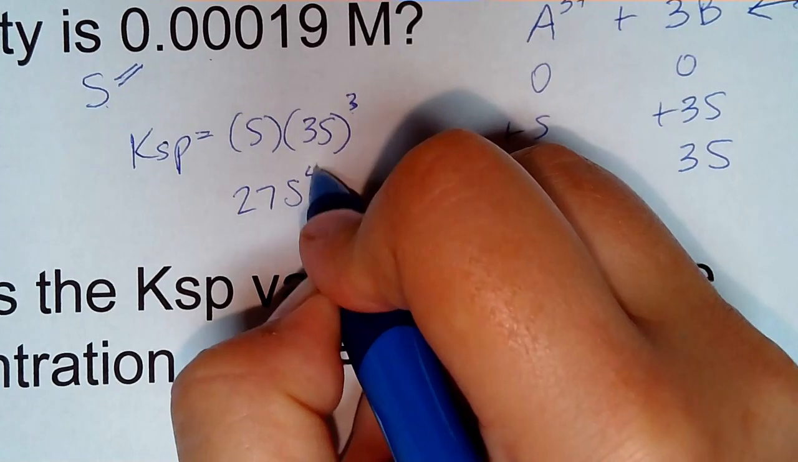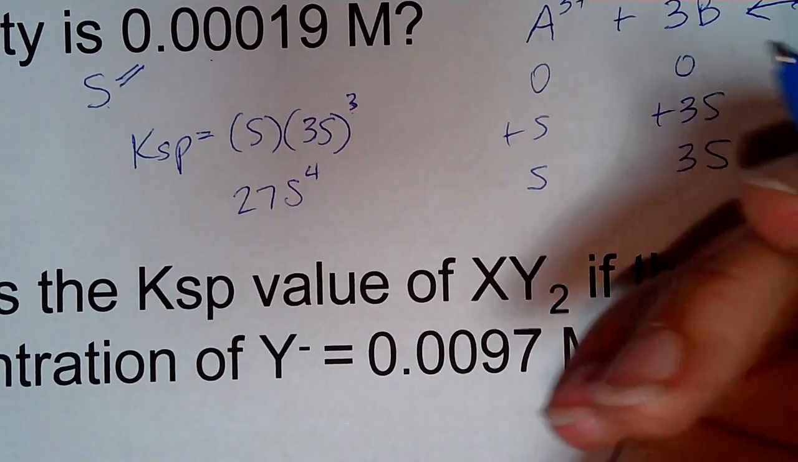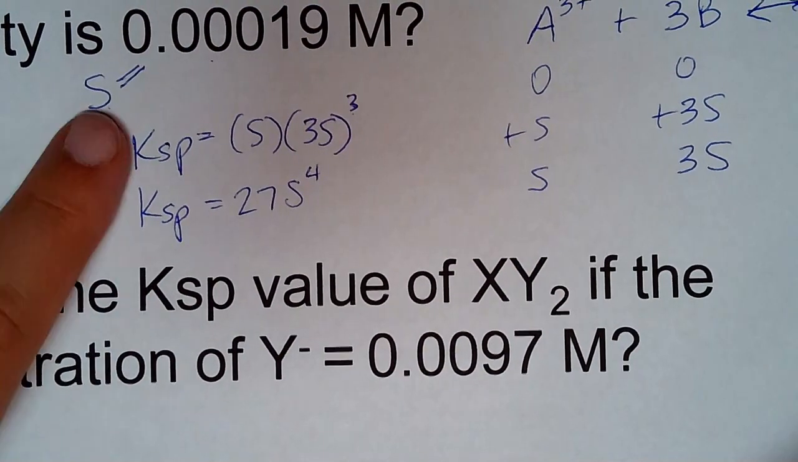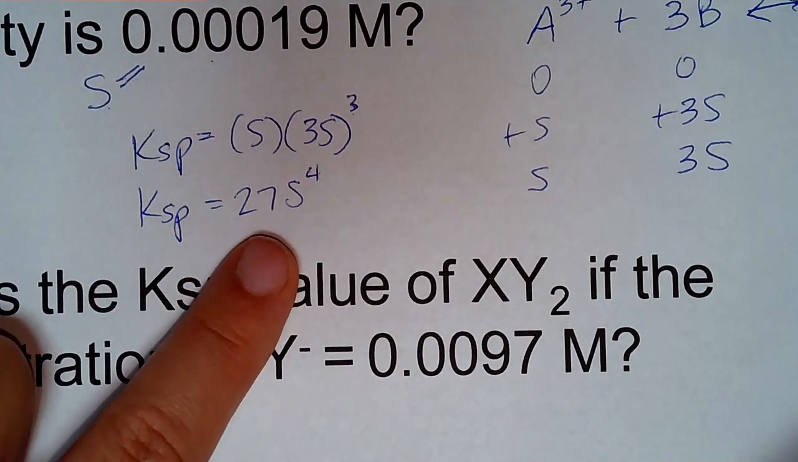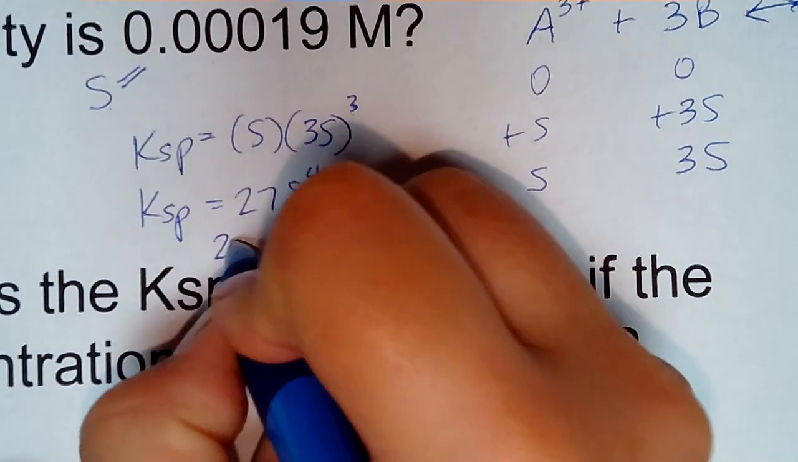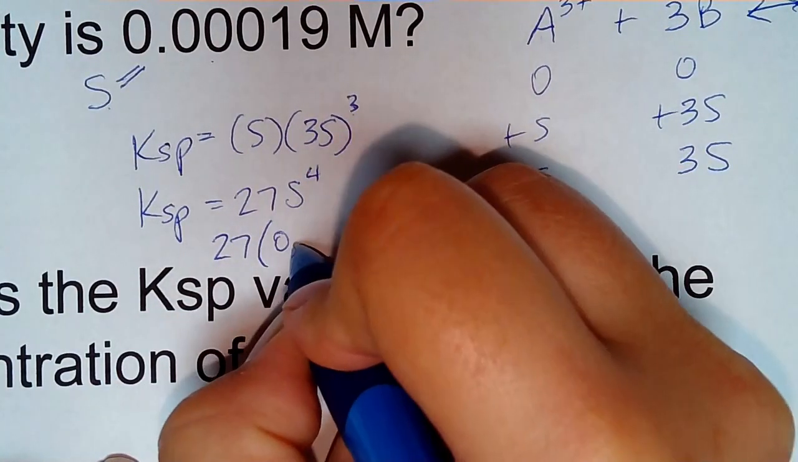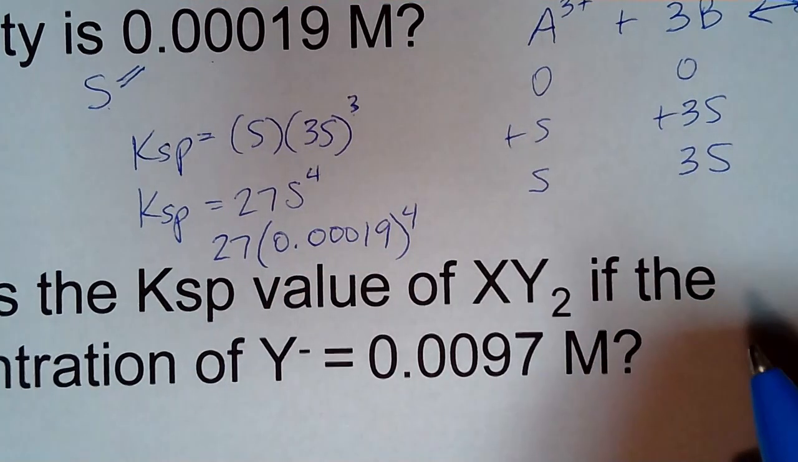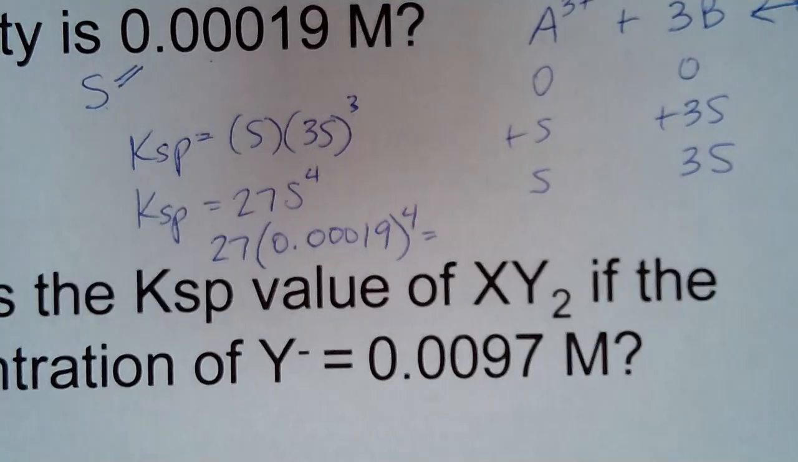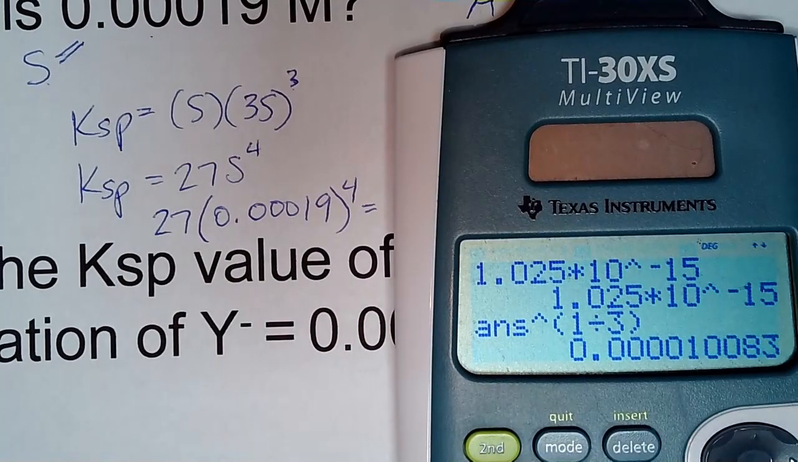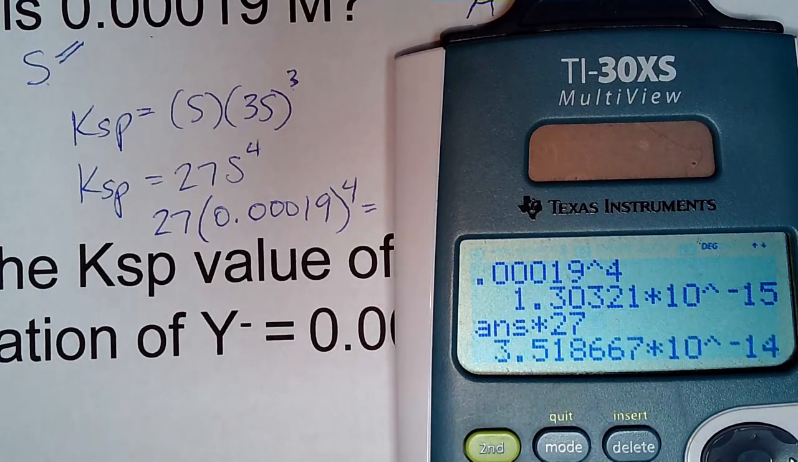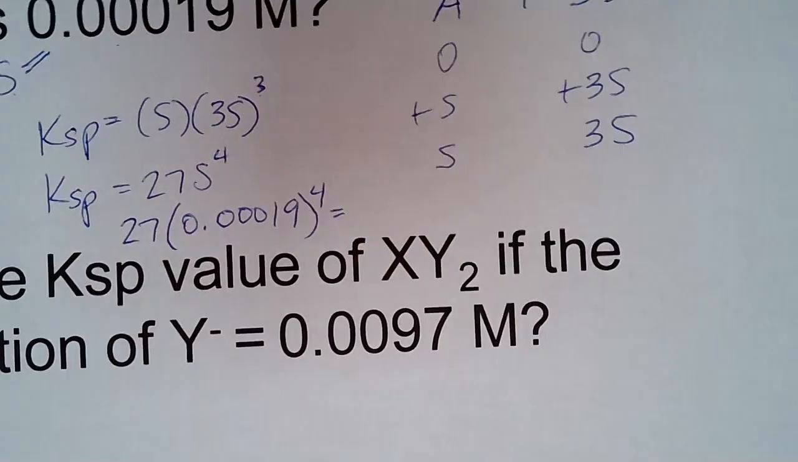So when we plug in our S value to this, we can then solve for KSP. 27 times 0.00019 to the 4th power equals our KSP. So this is what we're going to put in: 0.00019 to the 4th power times 27. So I get 3.5 times 10 to the minus 14. So that's going to be my KSP.